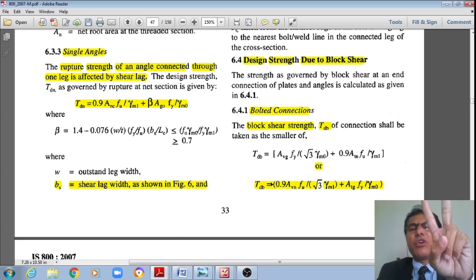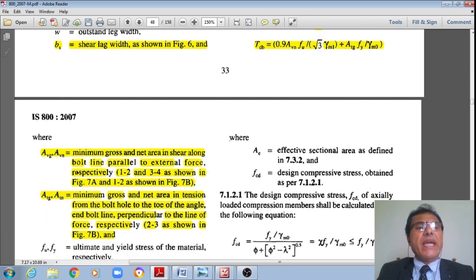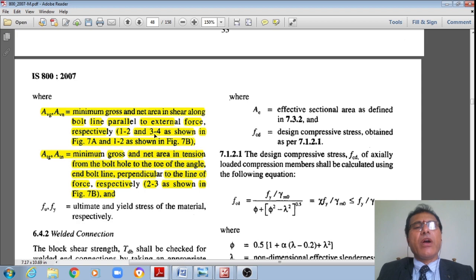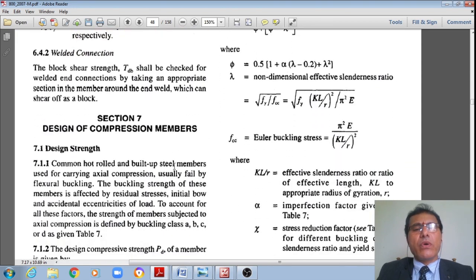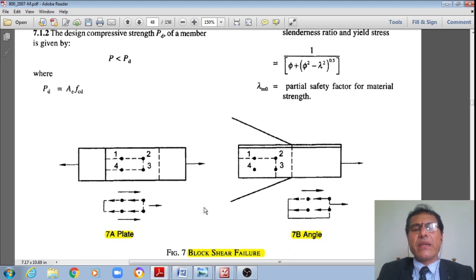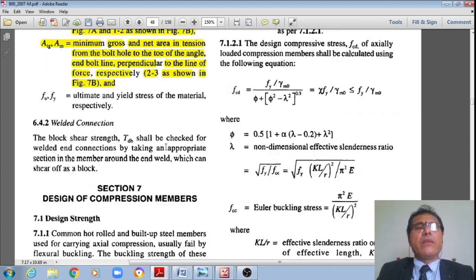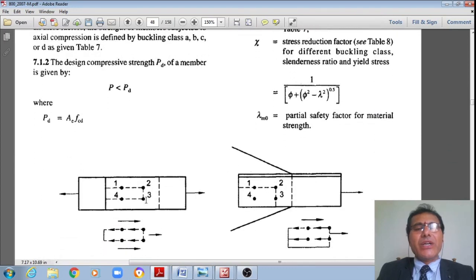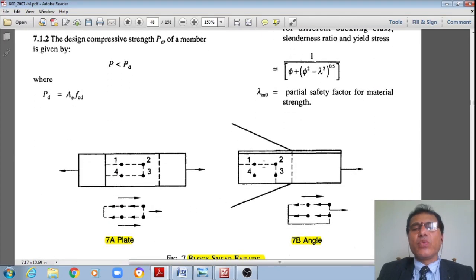The second criterion is TDB is equal to 0.9 AVN Fu divided by root 3 gamma M1 plus ATG Fy divided by gamma M0, where AVG and AVN are the minimum gross and net area in shear along the bolt line parallel to the external force, that is 1, 2 and 3, 4 in this first figure, which are parallel to 1, 2 in the second figure. The second one is ATG and ATN, the minimum gross and net area in tension from bolt hole to toe of the angle, or end of the bolt line perpendicular to the line of the force, along this 2, 3 in this first figure as well as 2, 3 in this second figure, right?